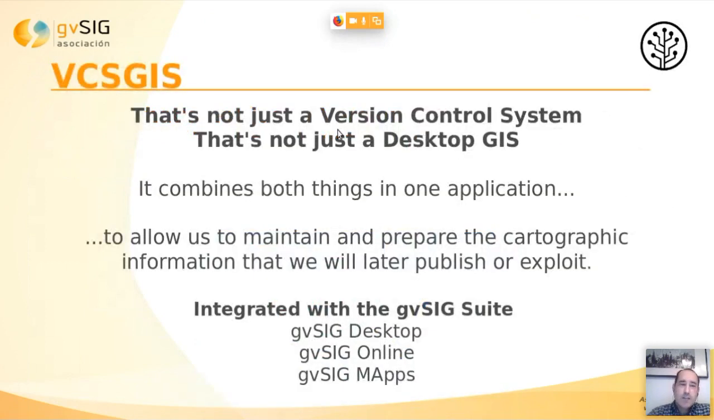And that's not just a version control system, and not just a desktop GIS, but it combines both things in one application: the desktop GIS, gvSIG desktop, with the version control system inside the application. It allows us to maintain and prepare the cartographic information, and we can publish this information later, for example, in our geo portals. So it's integrated with the products of the gvSIG suite: gvSIG desktop, gvSIG online, and gvSIG maps.